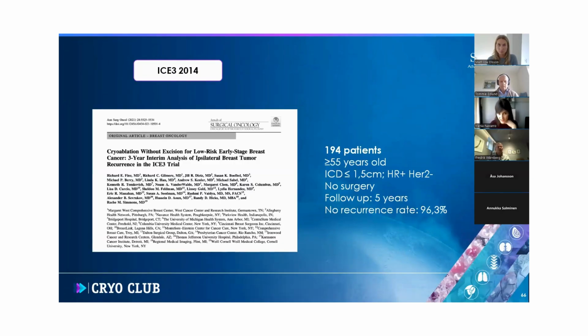In 2014, started the ICE3, which is a very important trial with recently published results. They have treated lesions below 50 millimeters with no surgery after cryoablation. With a follow-up of 5 years, they have achieved a no recurrence rate of 96%.